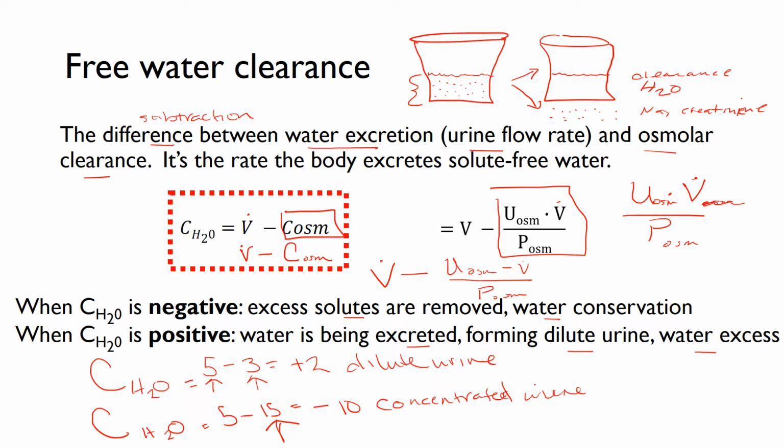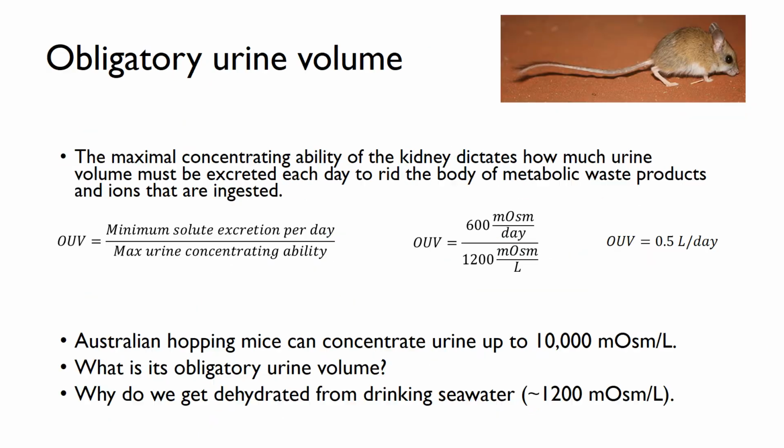So for the most part, you can tell just at a glance. If you have a negative free water clearance, that is a concentrated urine, my apologies. If you have a positive free water clearance, that is a very dilute, kind of pale urine.